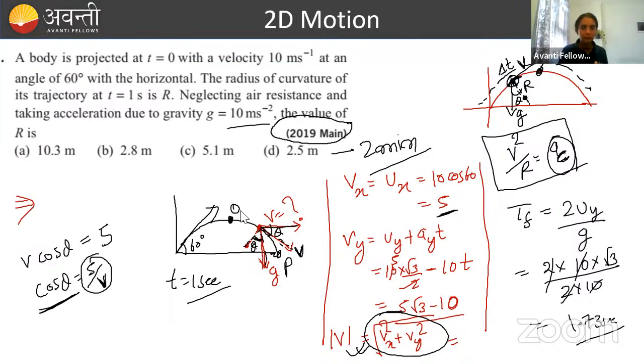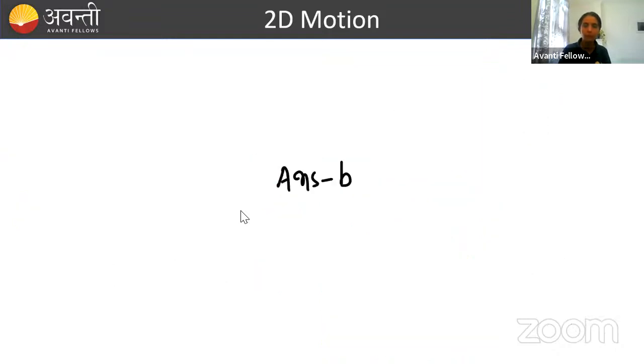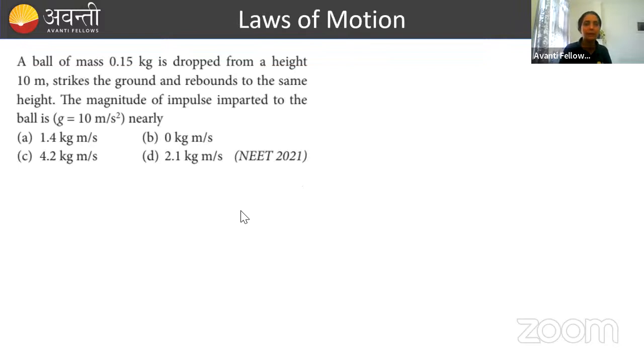Right? Clear? Any doubt? Anyone? Okay, so the correct answer will be this. You can simply put the values and get the answer.